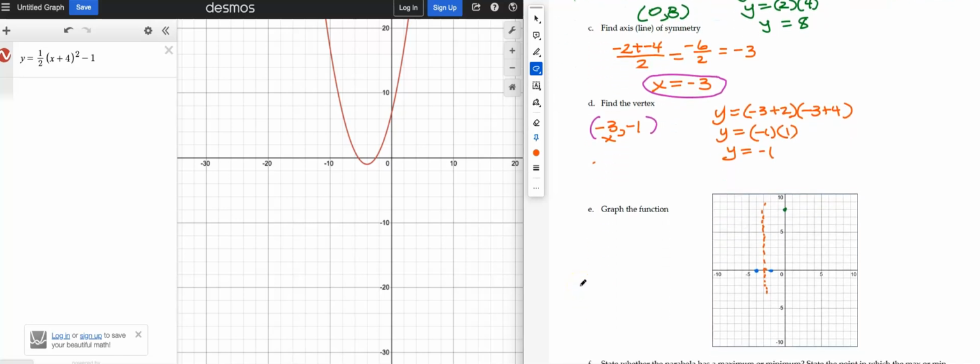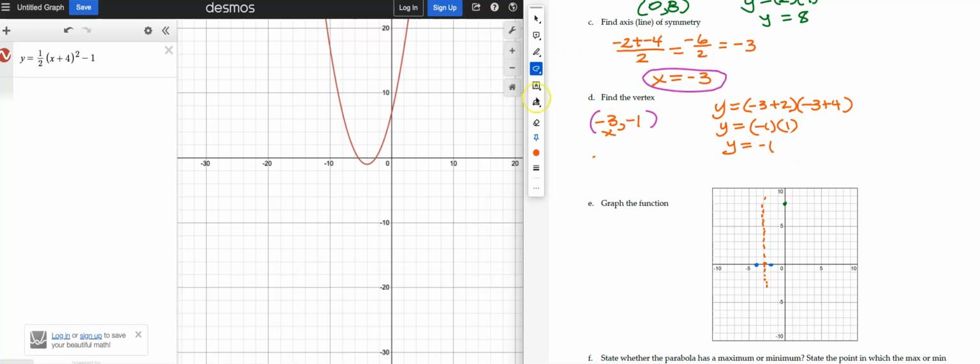Now let's come to here and finish graphing this. We'll put our vertex over -3, down 1. And then we have this point up here at the y-intercept. How can I find what the other point is on this side?